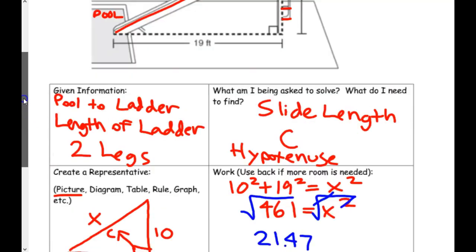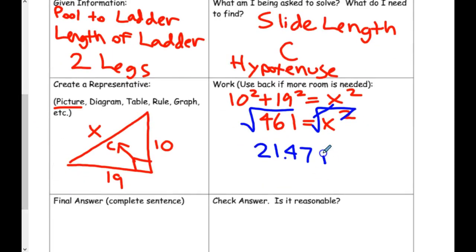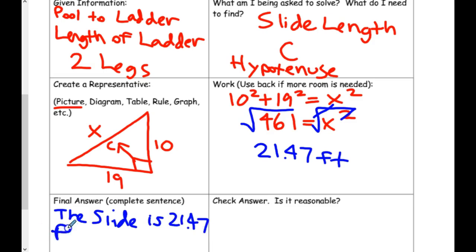So 21.47 feet. That was my units of measure. You can rewrite it down here, and we want to do it in a complete sentence. So the slide is 21.47 feet long.